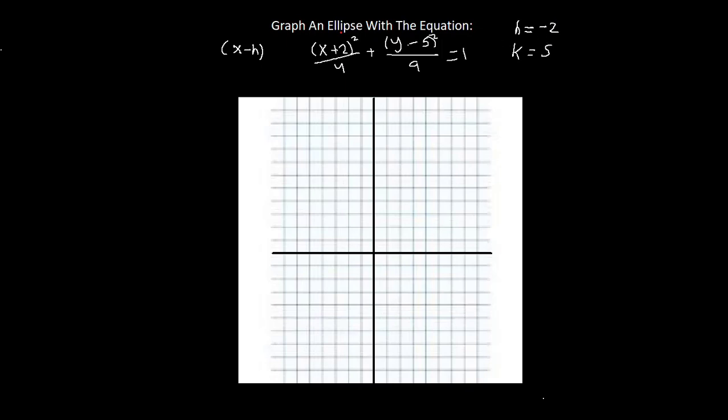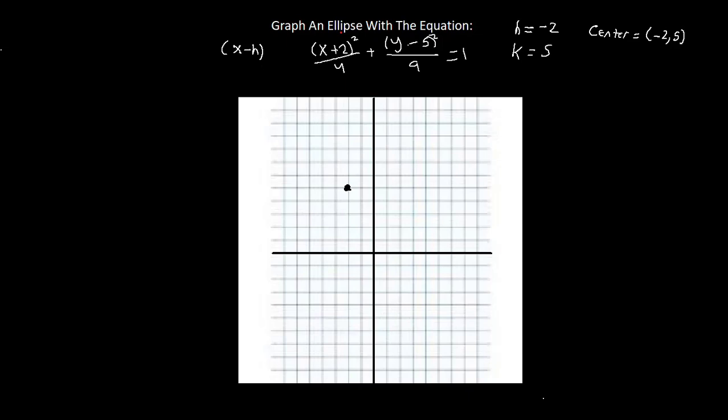So that means our center is going to be -2, 5. And this is just the definitions that we've gone over in previous videos. So let's go ahead and plot 1, 2, 1, 2, 3, 4, 5. All right, so this is our center.